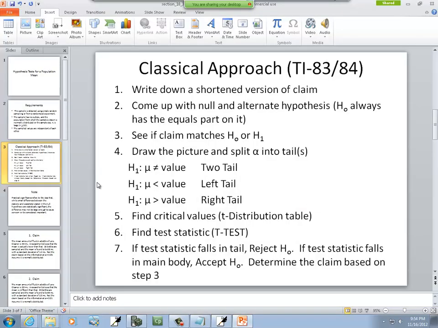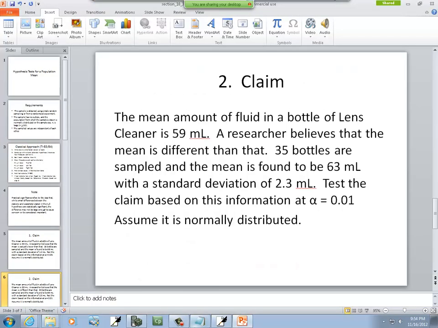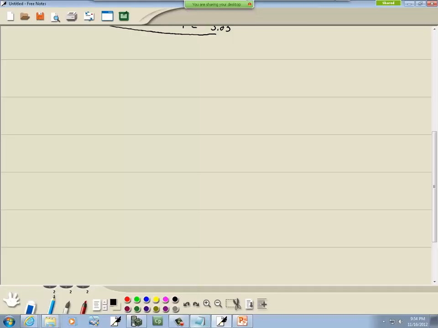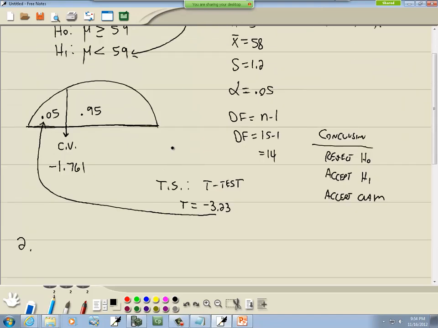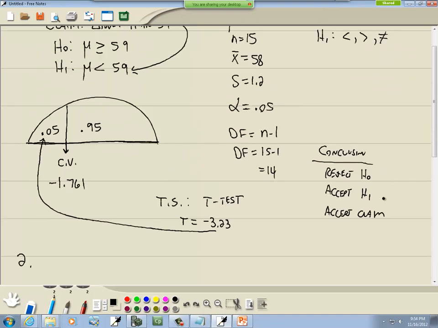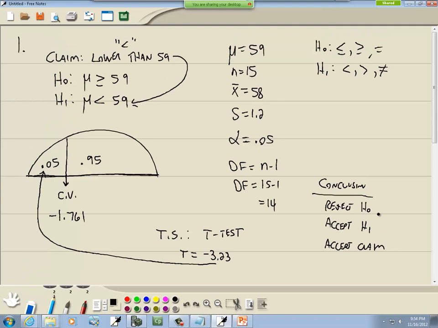Okay. Let's look at our next problem. I'm kind of surprised on that one. I mean, obviously 58 is less than 59, but I wasn't sure with the standard deviation what it would do. Because 58 is fairly close to 59.